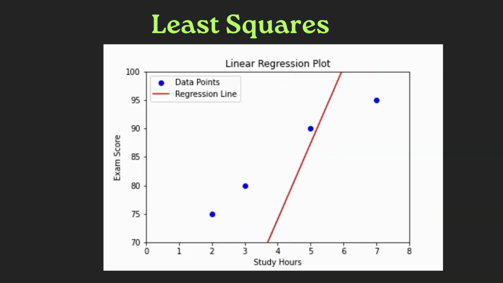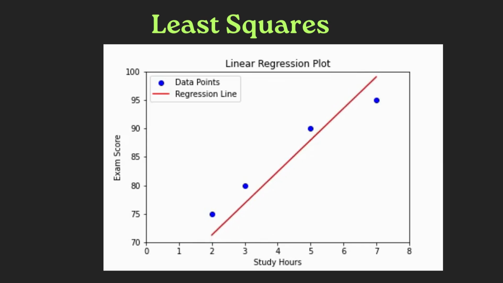Now let's try to understand how we fit this line to our data. We use a method called least squares. The goal is to minimize the sum of the squared differences between the observed values and the values predicted by our line. This gives us the best fitting line that represents the trend in our data.